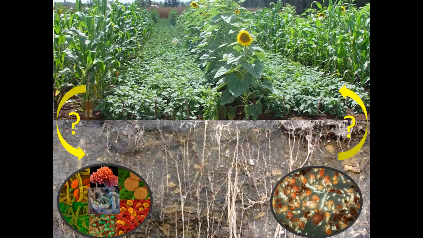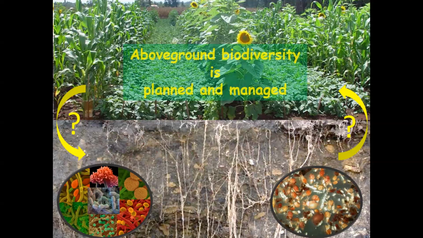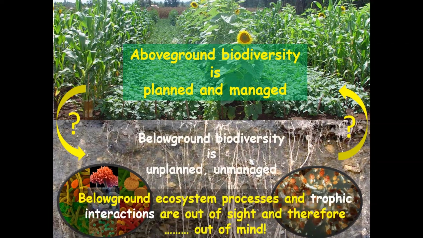Here we have an agroecosystem. We have a field of maize and sunflower with some intercropping. Below ground, we have what comprises probably more complexity. Above ground, we have a lot of biodiversity, but it's planned and managed by farmers. Below ground, the biodiversity is unplanned and unmanaged.